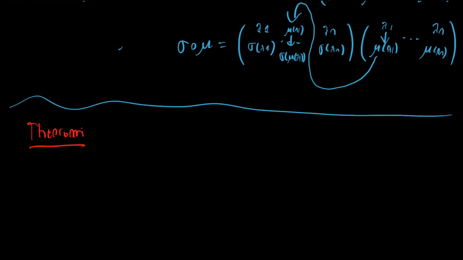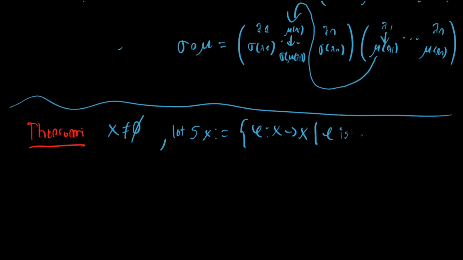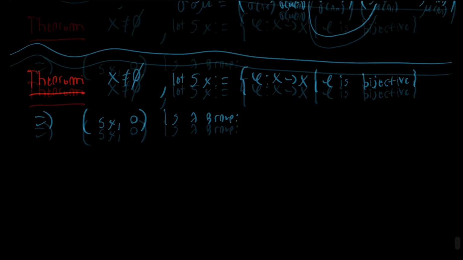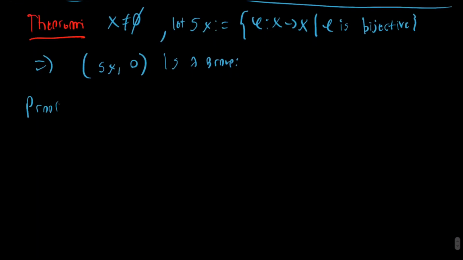And that is, let X be a non-empty set, and we pose no restriction on the cardinality of X. Then let Sx be the set of bijections phi from X to X, and then Sx under function composition is a group. So let's prove it. We won't check associativity directly, because we know already that function composition is associative.